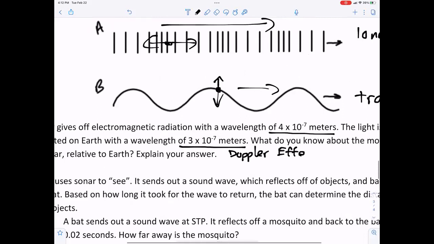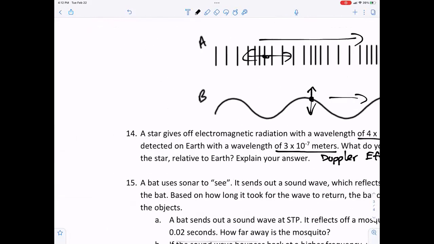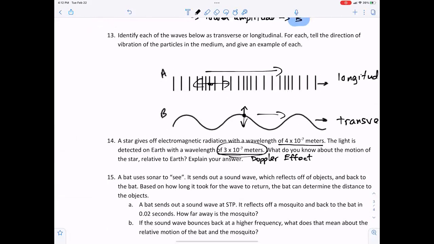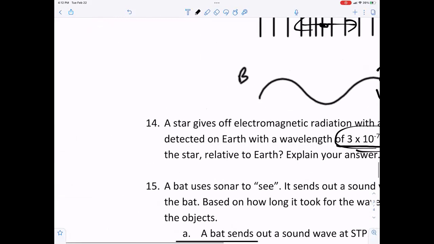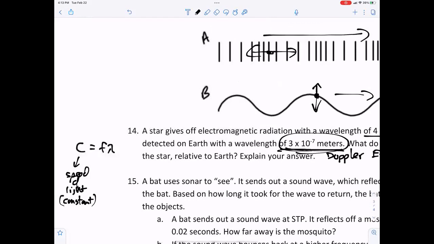Doppler effect does not just relate to sound, as we demonstrated in class. It relates to light as well. Here's what we know about that. The wavelength was detected to be smaller. So if we take our equation, c, the speed of light, which by the way is constant, and that's equal to frequency times wavelength. So if this is constant, what that means is your wavelength was detected as smaller, which means your frequency would have to be bigger.